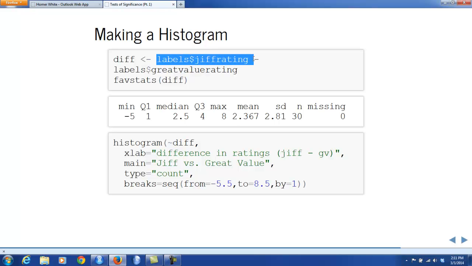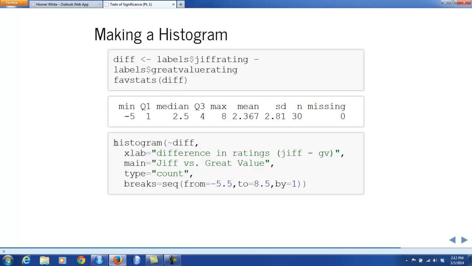So labels $Jif rating isolates the variable Jif rating in the labels data frame. Then we're going to subtract off labels $Great Value rating. All that could be done on one line. And we'll store the results in an object we call diff. Let's take a quick look at a numerical summary of diff using favstats. When we look at favstats, we see that the minimum of the differences is -5. And so there's someone out there who gave the Jif labeled peanut butter 5 points lower rating than they gave to the Great Value rated peanut butter. The maximum of those differences was 8, so somebody rated the Jif 8 points higher than the Great Value.